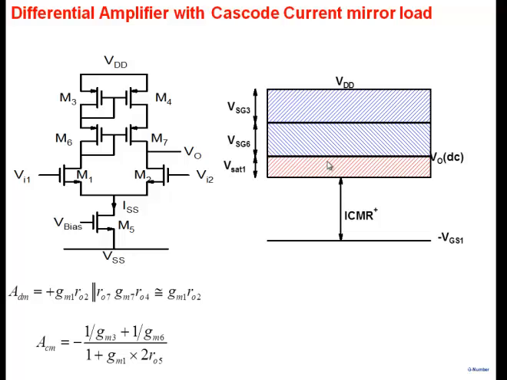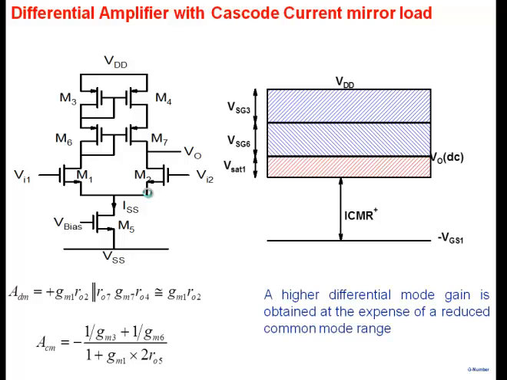This is what will happen to ICMR plus here. ICMR plus, remember, is determined by M1 going into linear region. And so we have VDD here. We have one VSG drop that you see here. Then as you come here, you see another VSG drop. So you come to this particular point, which is minus VGS1, and you have to ensure that M1 remains in the saturation region. So you have VSAT1 here, and the gap between these two is your ICMR plus. So you can clearly see that as you try to build up gain by stacking transistors, ICMR plus goes down, right? By calculating all of these, we can find out what ICMR plus is here.